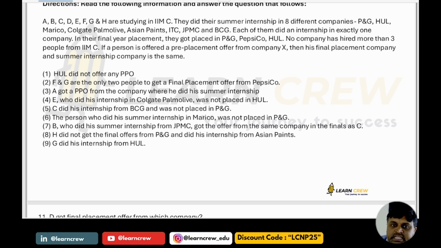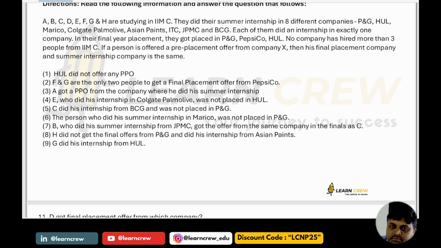HUL did not offer any PPO, pre-placement offer. F and G are the only 2 people to get a final placement offer from PepsiCo. A got a PPO from the company where he did his internship. E, who did his internship in Colgate Palmolive, was not placed in HUL. C did his internship at BCG and was not placed in P&G. The person who did his summer internship in Marico was not placed in P&G.